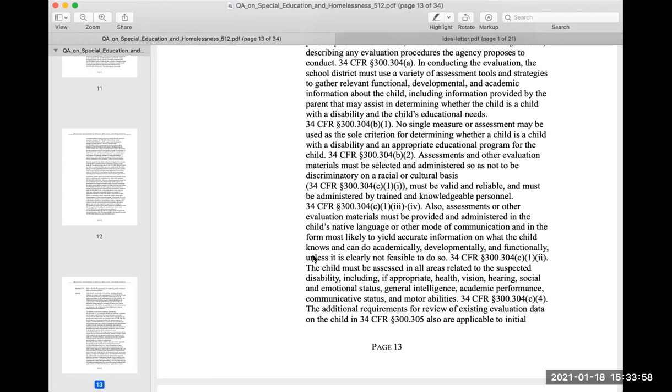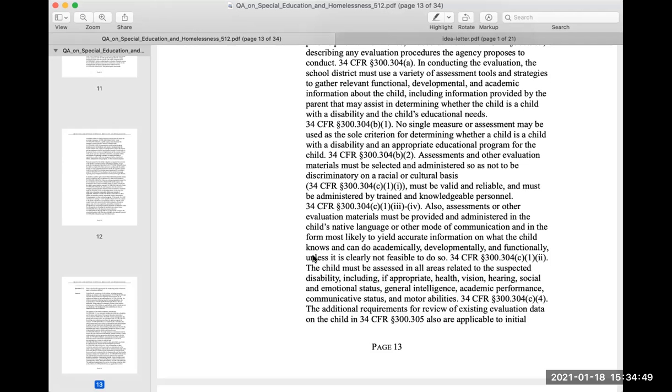Page 13. Questions and answers on special education and homelessness. Question C4. If a school district knows that a child is homeless and, therefore, may leave a school prior to the completion of special education evaluations, must the school district begin the process of initial evaluations? Answer. Yes. Consistent with the child find obligation in 34 CFR paragraph 300.111 described above, all children who are suspected of having disabilities and who are in need of special education and related services, including homeless children, must be evaluated in a timely manner and without undue delay before the initial provision of special education and related services.